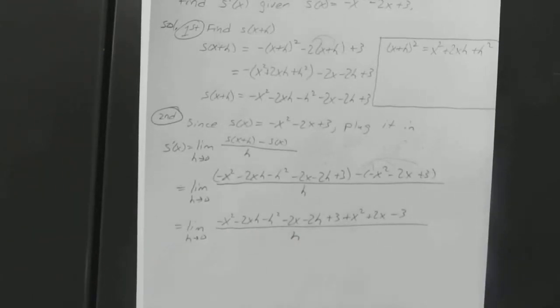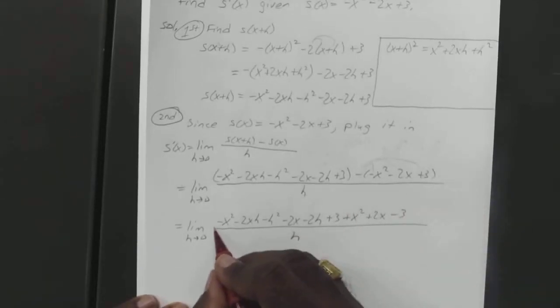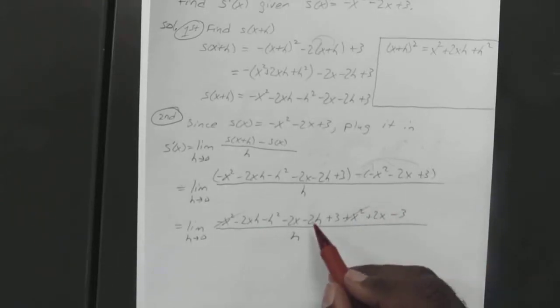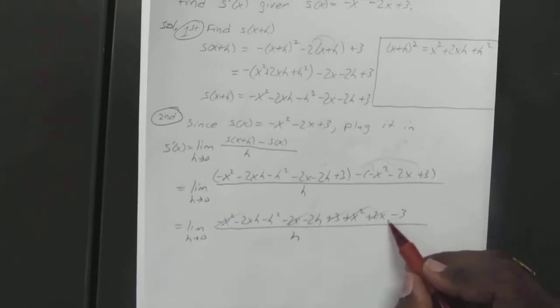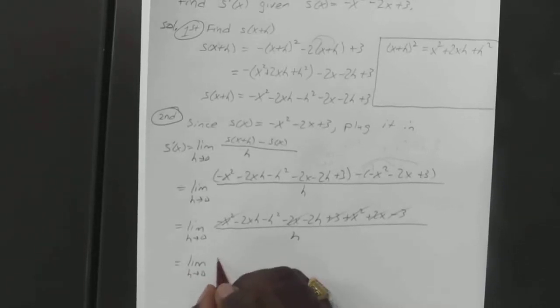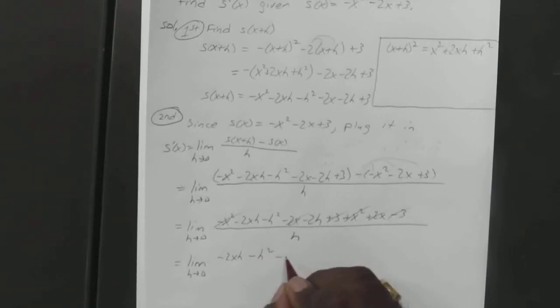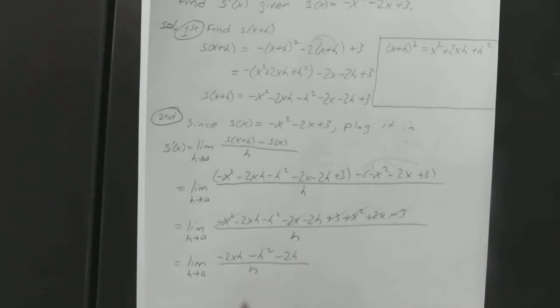Okay. And here's where things should start canceling out. And so you have negative x squared plus x squared. You have minus 2x plus 2x. You have plus 3 minus 3. Okay, so you have equal to the limit as h approaches 0 of negative 2xh minus h squared minus 2h. Everything else disappeared, all over h.